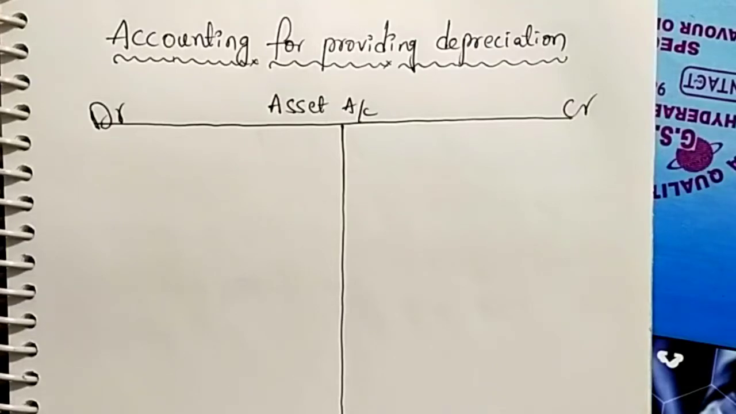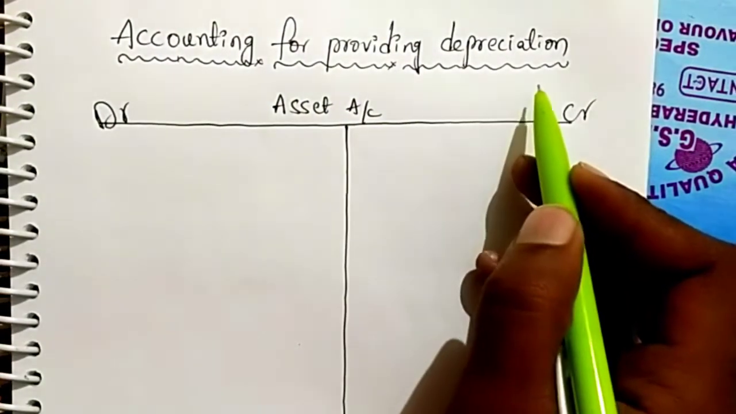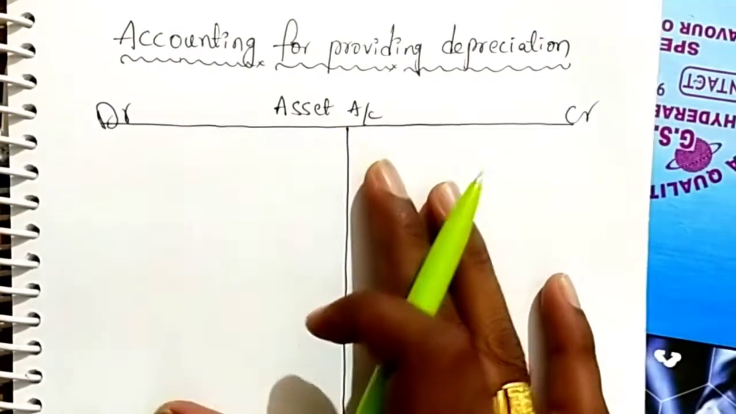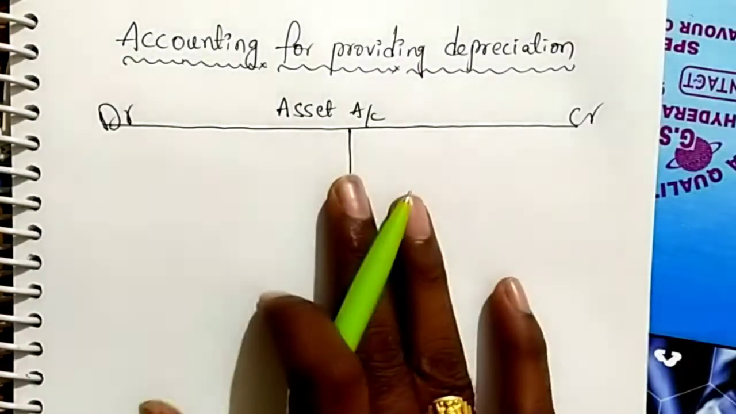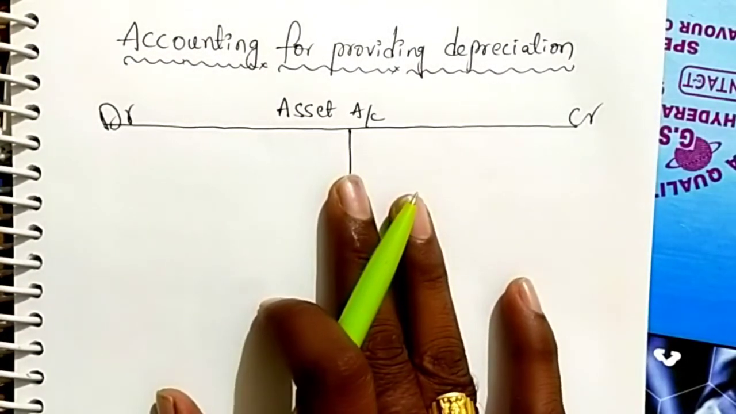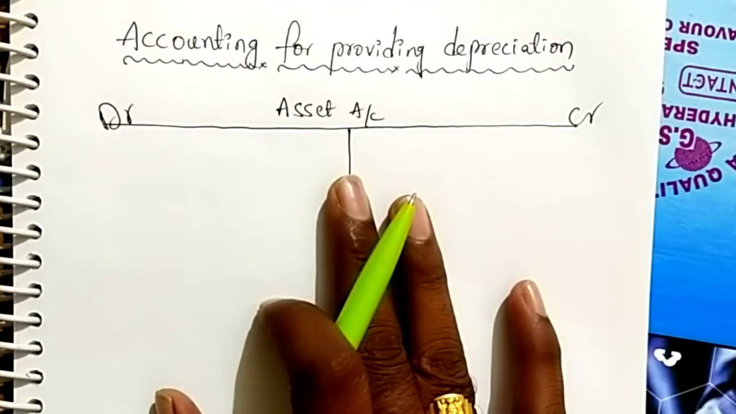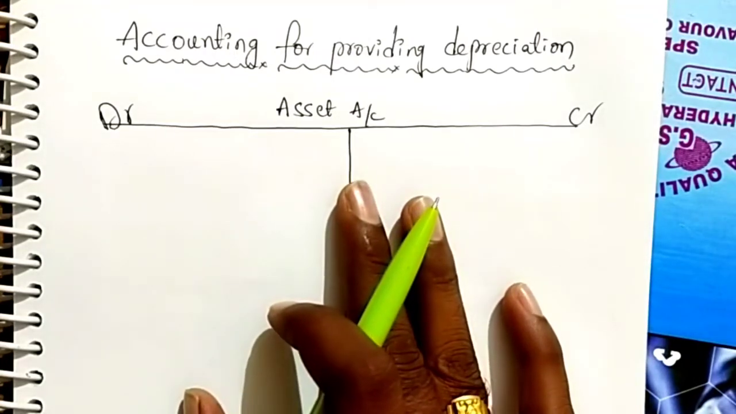Today I am going to discuss accounting treatment for providing depreciation. So in the depreciation chapter, we have to prepare asset account. At the time of preparation of asset account, we have to follow the rule of real account. So the real account is debit what comes in, credit what goes out.